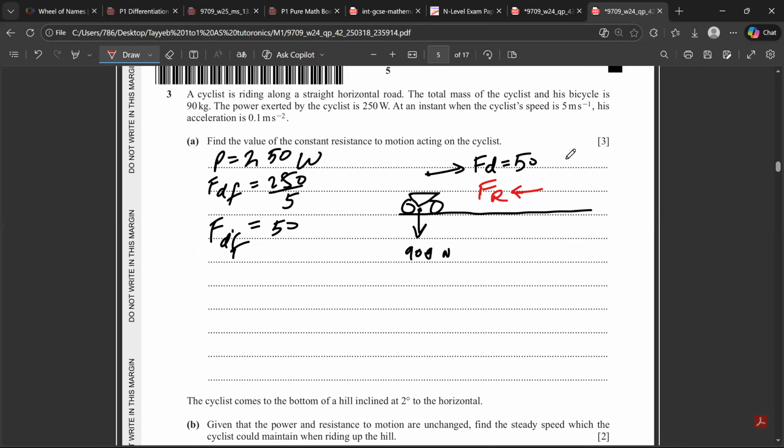So can you do the question from here? Can you try first if you have an idea? Let it be 41. What is 41? The resistance force? Okay, great. Perfect.